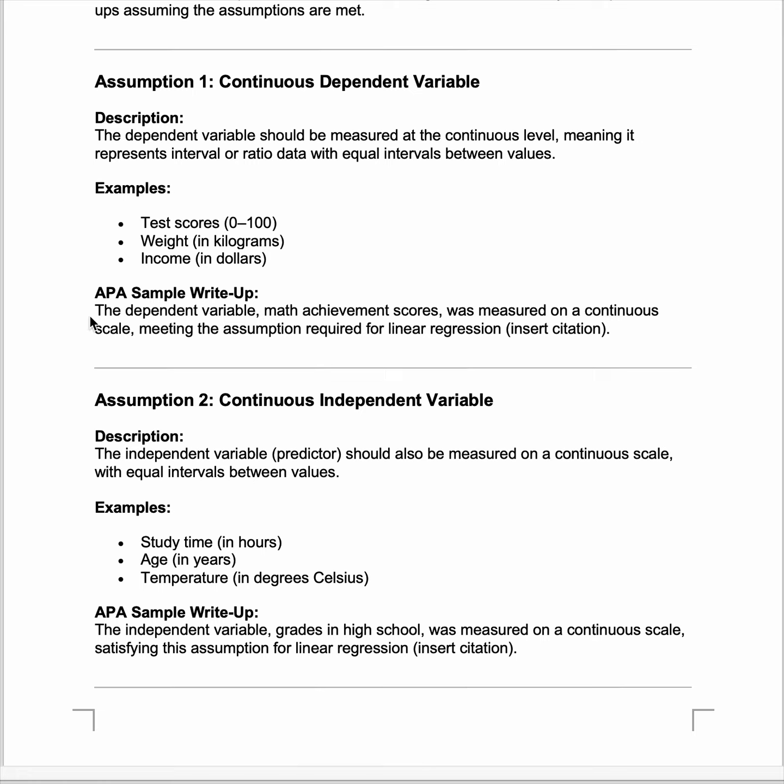In your assumption section, you will need to directly state the dependent variable, whatever you think it is. So in this situation, we're thinking that the grade in high school predicts the math achievement score. So the thing that's being predicted is the dependent variable. And you need to directly state it was measured on a continuous scale, meeting the assumption required for a linear regression. And you must have a citation from a mathematics textbook, your IBM SPSS book, or something else showing that you are citing that information.